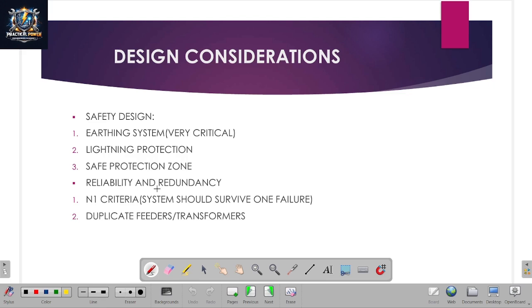Reliability and redundancies: if one equipment fails, there is a standby equipment. The N-1 criteria: the system should survive with a failure, and duplicate feeders and transformers. There must be standby feeders and transformers for a major failure.